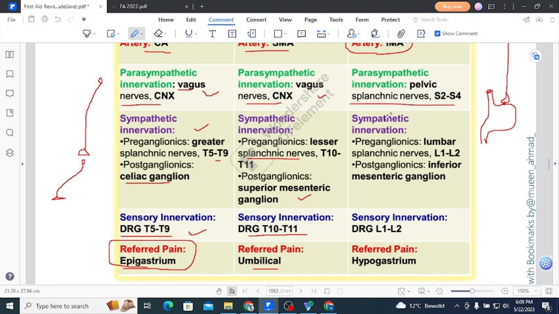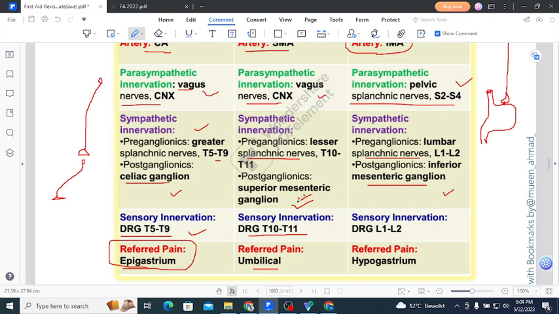So the vagus nerve is supplying the midgut and the foregut, while the hindgut is being supplied by the pelvic splanchnic nerves originating at the level of S2 to S4. Sympathetic innervation is coming from the lumbar splanchnic nerves L1 and L2, and the postganglionics are the inferior mesenteric ganglion. The sympathetic ganglion for the foregut was the celiac ganglion, for the midgut it is the superior mesenteric ganglion, and for the hindgut it is the inferior mesenteric ganglion.